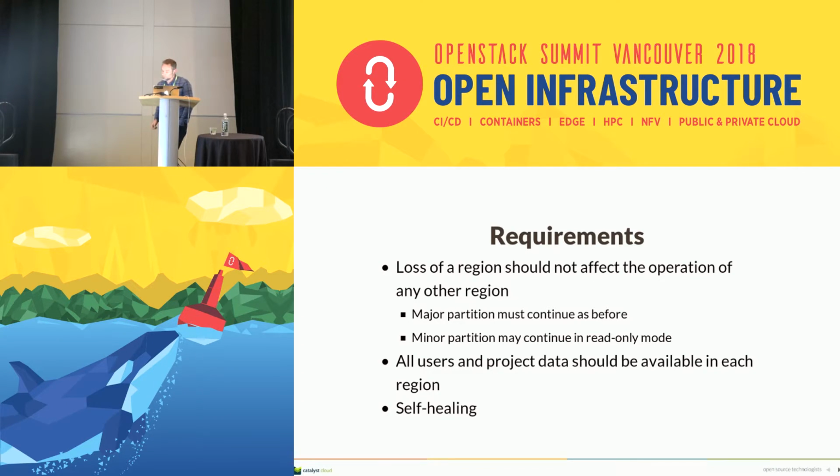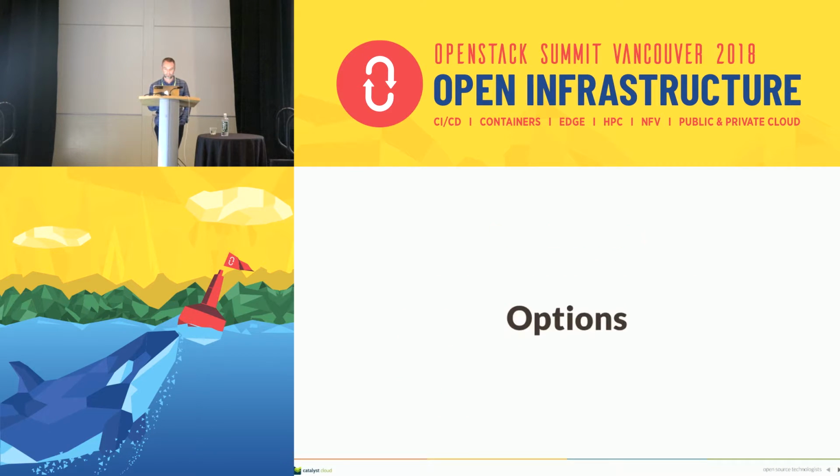To sum up, what we were really after was for us to be able to basically lose one entire region and the other 2 regions should not notice. The failover should be transparent.